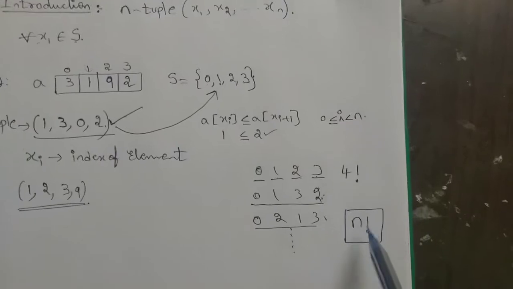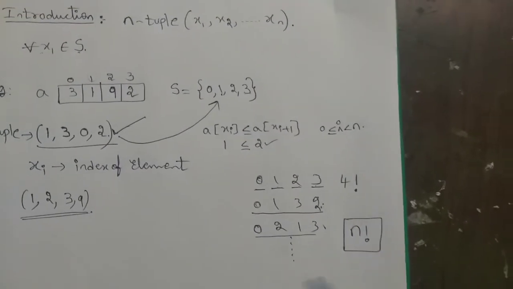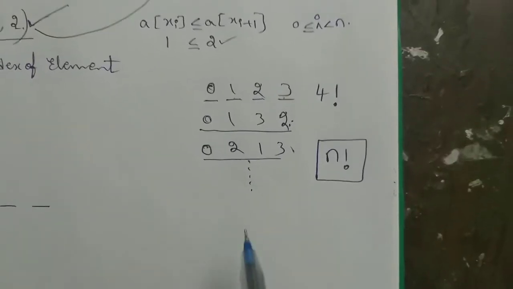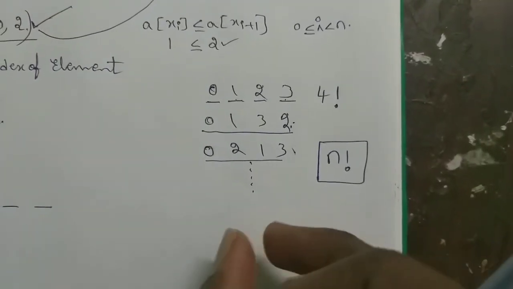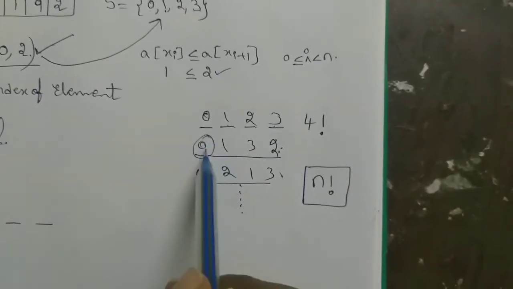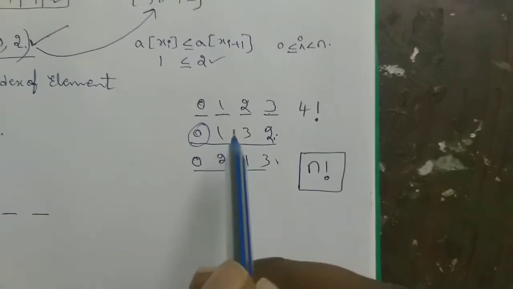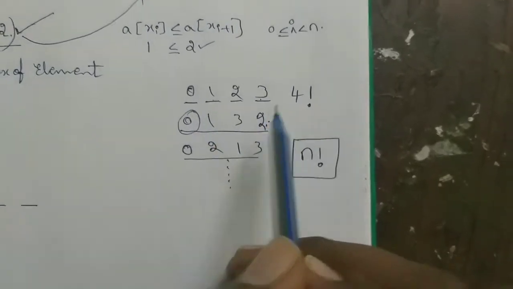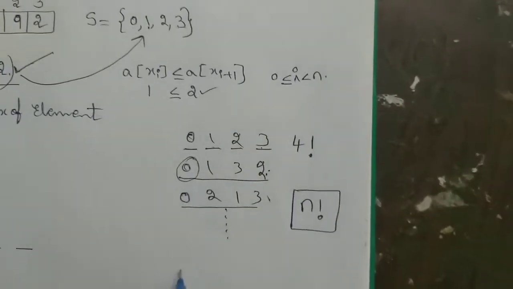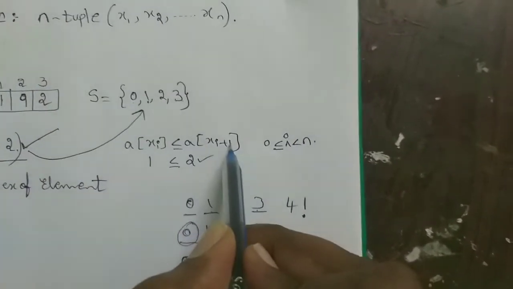That is the reason the backtracking approach works this way: the backtracking approach is to build up the solution vector one component at a time, and we use the constraints in order not to generate all the components all the time. For example, the constraint here we used is a of xi less than or equal to a of xi plus 1.